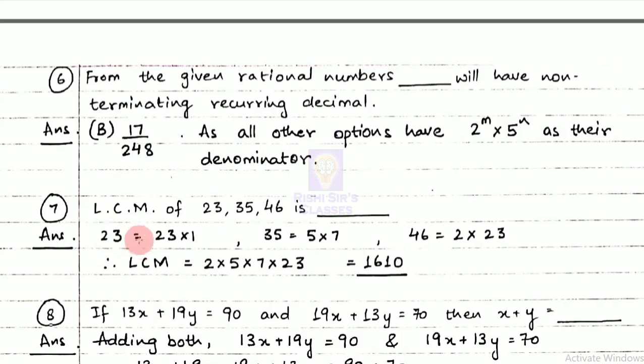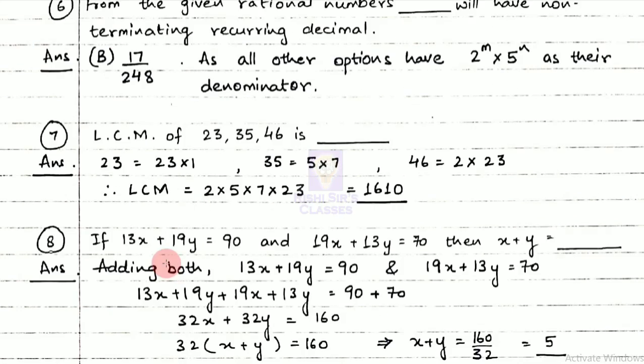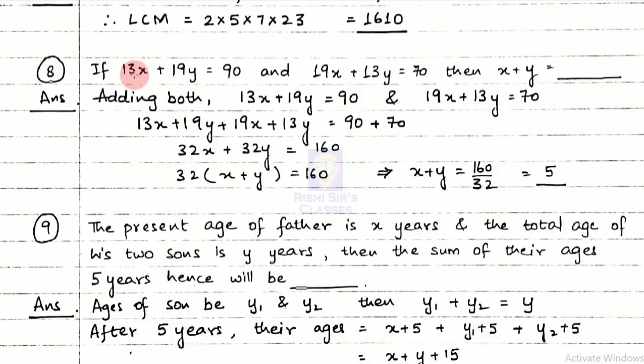Seventh one, the LCM of 23, 35 and 46 is, that is a very easy one. We can just simply convert all of them in terms of their prime factors and we can find out the LCM. Eighth question, if 13x plus 19y is equals to 90 and 19x plus 13y is equals to 70, we need to find out the value of x plus y.